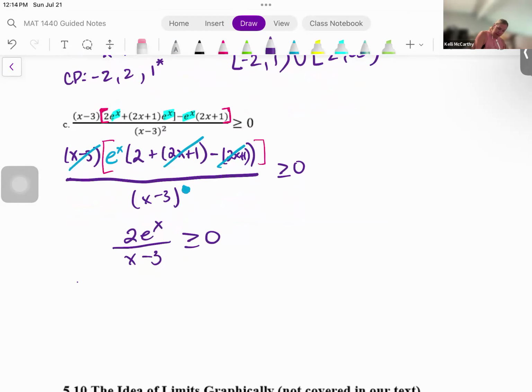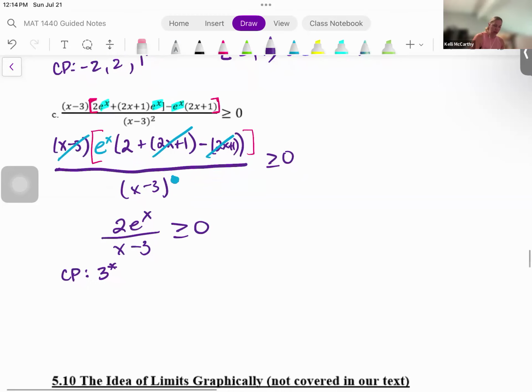All right, so let's find our critical points. Looking at the numerator, 2e to the x, that exponential expression is never going to be 0. Multiplying it by 2, never going to be 0. So there are no critical points from the numerator. Our only critical point is going to come from the denominator. And because it's in the denominator, we want to make sure we don't include that, even though we have an inclusive inequality.